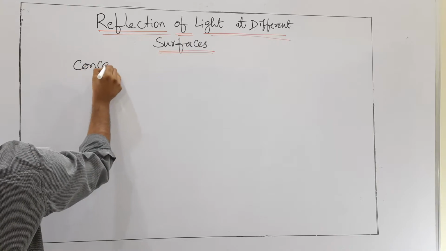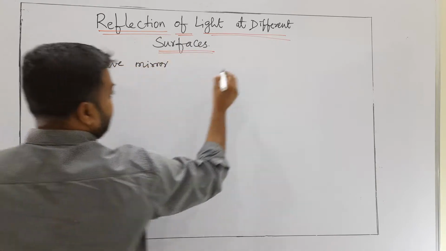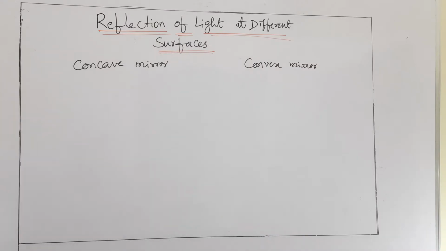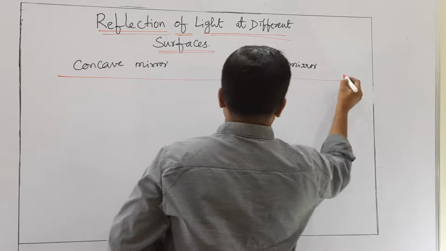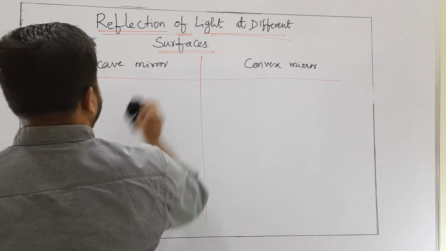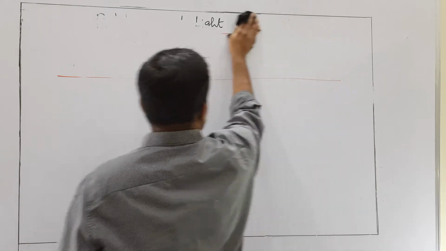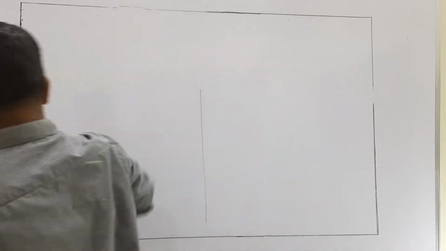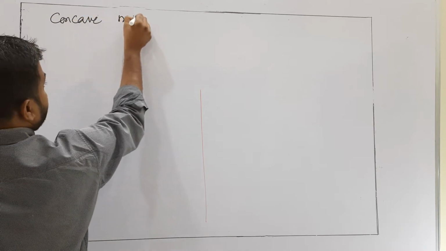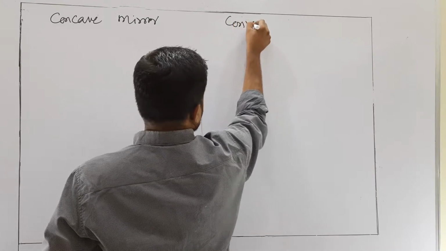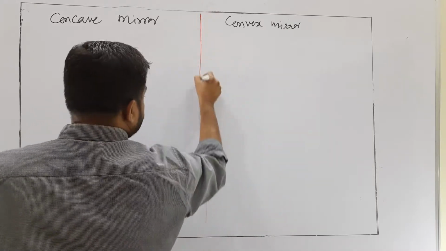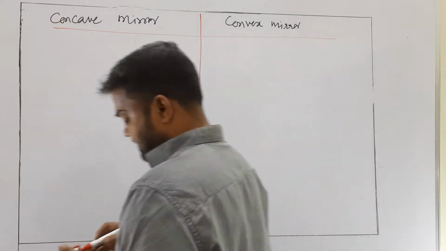One is the concave mirror and another one is the convex mirror, like this. In this concave and convex, we have to draw some differences. Differences of convex and concave mirrors. Concave mirror. Another one is convex mirror. Like this, we have two types. We will write the differences here.